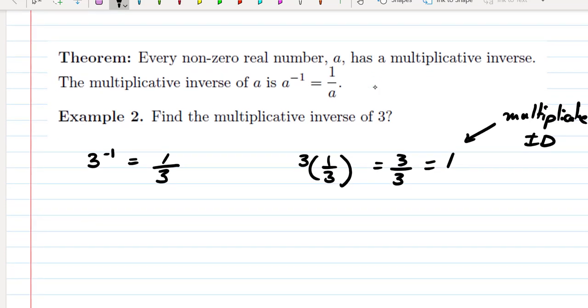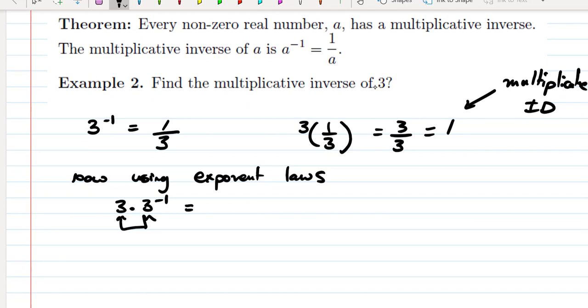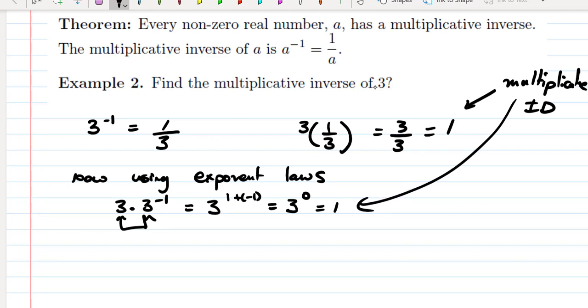Interesting. So now, using exponents, we would have the following. What's 3 times 3 inverse? If you multiply two things together that have the same base, you add their exponents. So that's 3 to the 1 plus negative 1, and 1 plus negative 1 is 0. And what's anything raised to the 0 power? 1. Which is also the multiplicative identity.